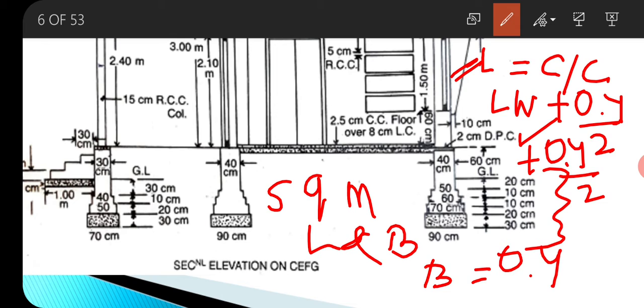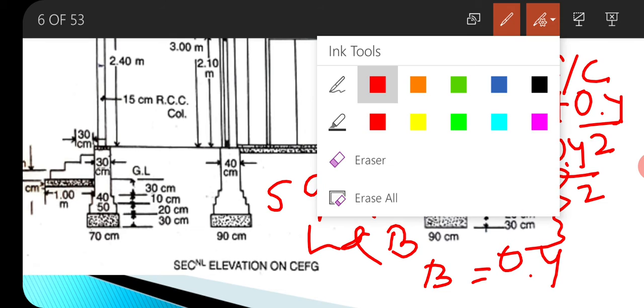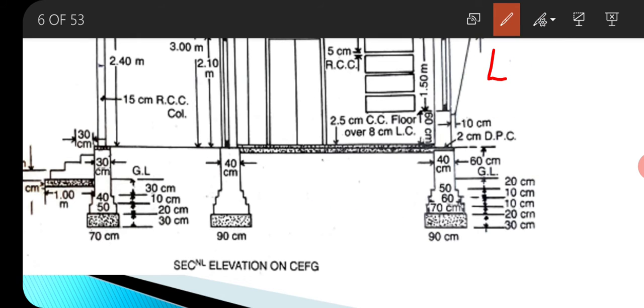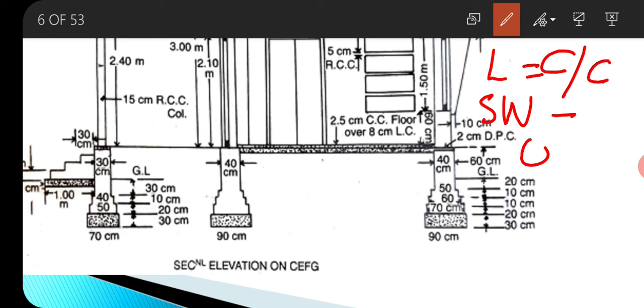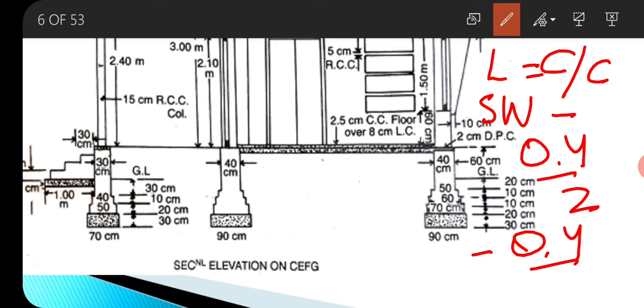Similarly, for short wall, in order to get the length along short wall, we have to subtract from the center to center length of the short wall half of the width of the plinth from both the sides. So this will give you the length along short wall. The breadth will be equal to breadth of the plinth wall, that is 0.4, and it has no depth.